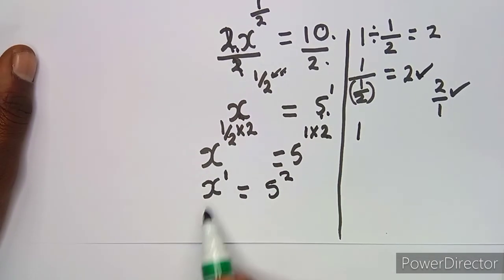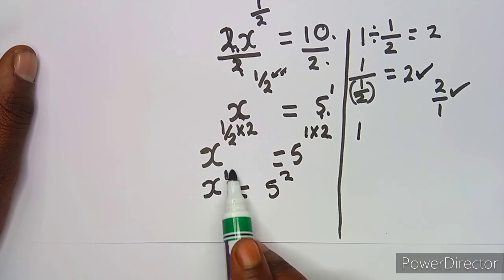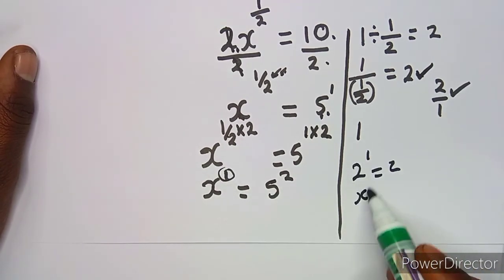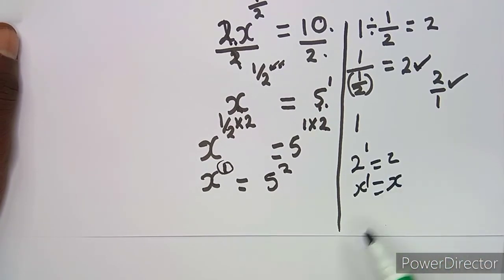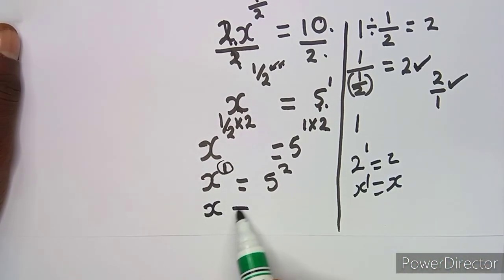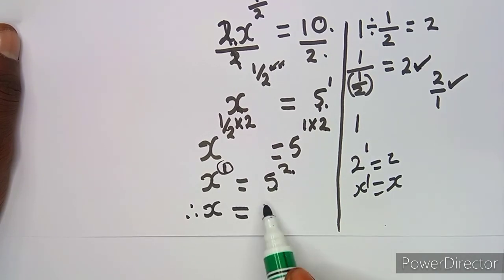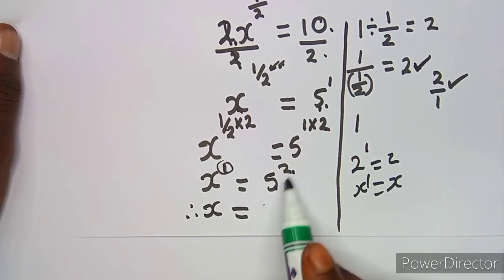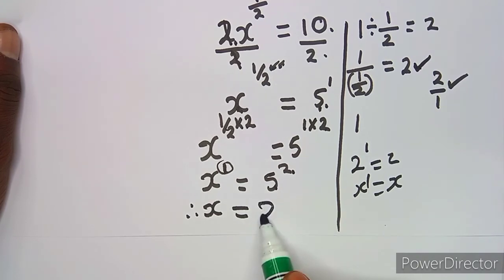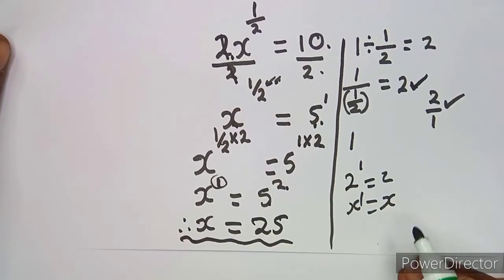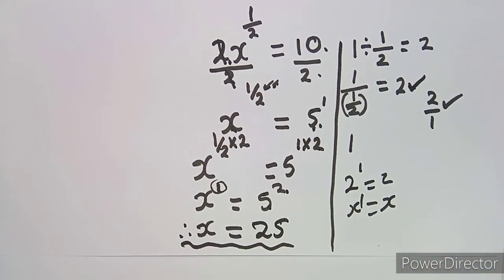All right. So this x to the exponent of 1 already means x, because any number to the exponent of 1 remains as it is. So x to the exponent of 1 remains as x. But we are going to simplify 5 to the exponent of 2. From your calculator, or by just knowing this, we know that 5 times 5 is 25. So this is going to be the value of x that you're going to obtain from this equation.